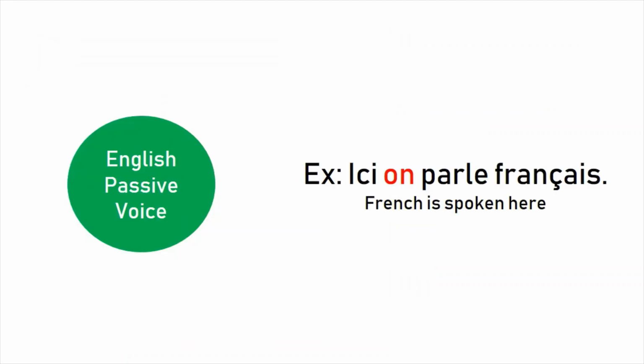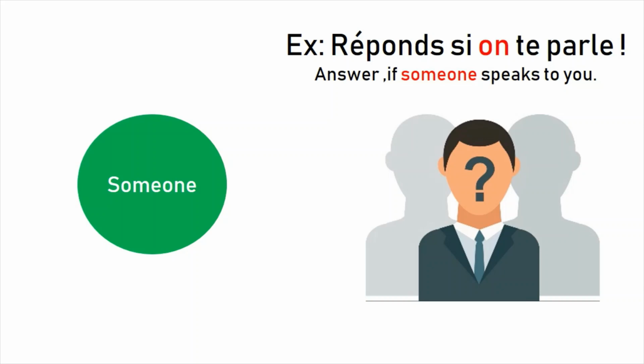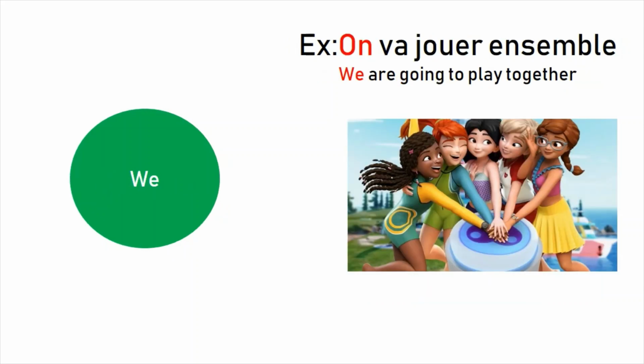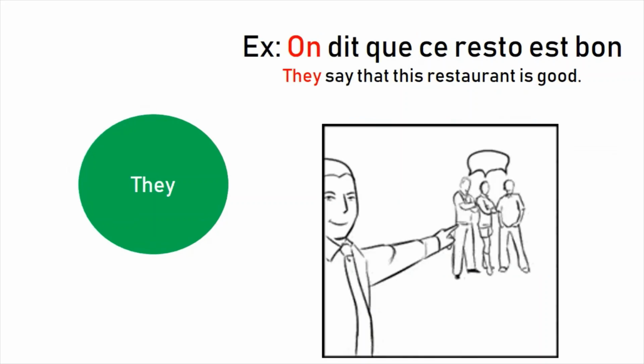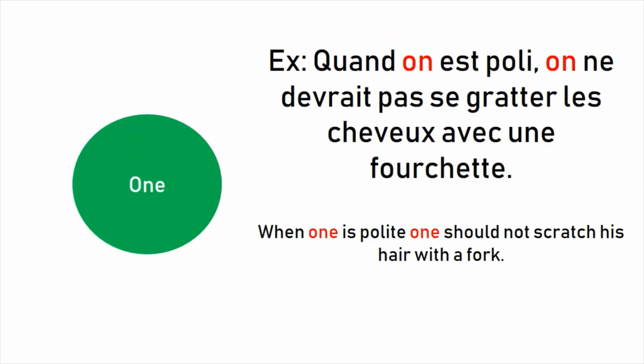For example, ici, on parle français. On est fou. Réponds si on te parle. On va jouer ensemble. On dit que ce resto est bon. On va faire quoi? Quand on est poli, on ne devrait pas se gratter les cheveux avec une fourchette.